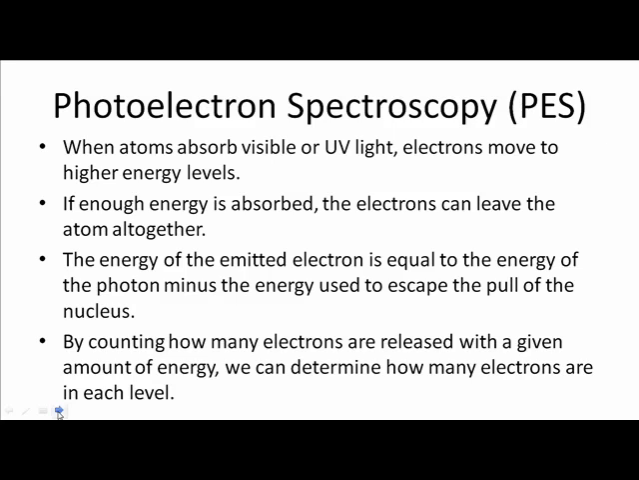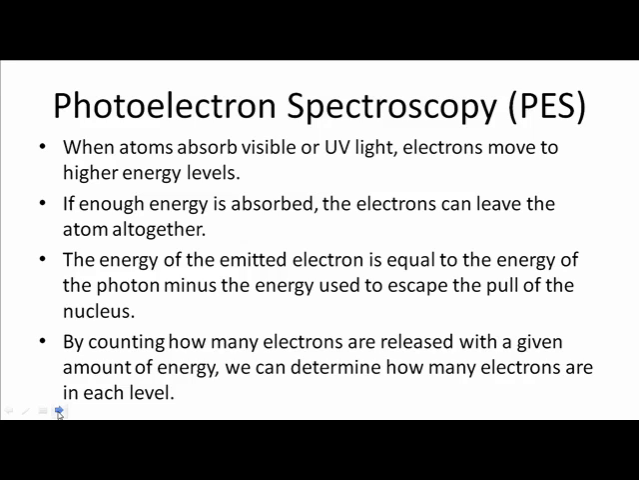Okay, photoelectron spectroscopy, PES. When atoms absorb visible or UV light, electrons move to higher energy levels. We talked about this. That is how light and chemistry are related. That's how we know a lot about atomic structure, by shining light on different substances and seeing what is absorbed or released. If enough energy is absorbed, the electrons can leave the atom altogether. That's the photoelectric effect. We talked about that.